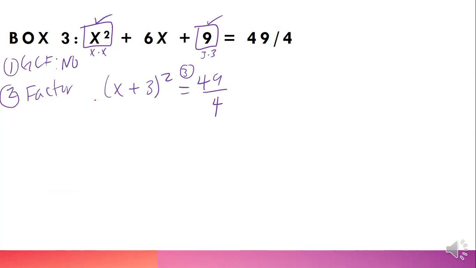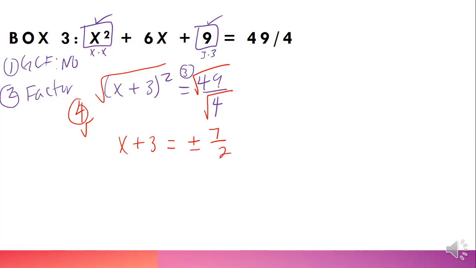All right, so step 4 is to take the square root. When you're taking the square root of a fraction, you're taking the square root of the numerator and the denominator. So we get x plus 3 equals plus or minus 7 over 2, because the square root of 49 is 7, the square root of 4 is 2.